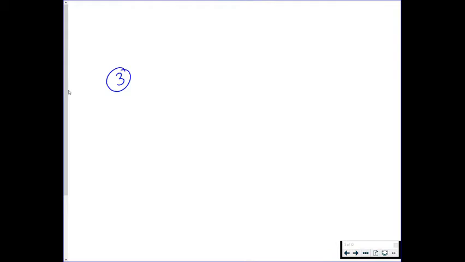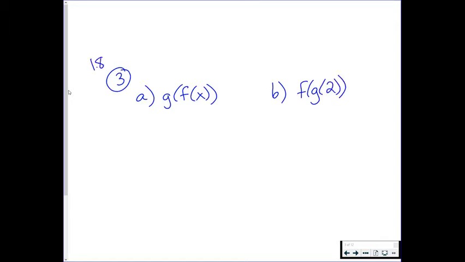On question 3, it states: for each of the following, find A, g of f of x, and B, f of g of 2. These were composite functions as well from section 1.8. Question 3 gives us a function f of x equals 2x, and g of x equals x plus 7.